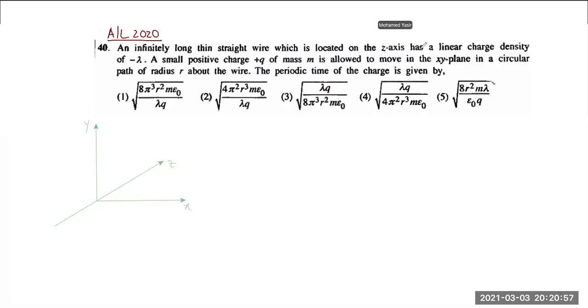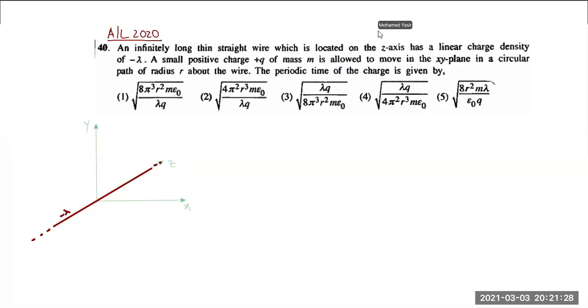And the thin straight wire is kept along the z-axis. I will draw the thin straight wire. It's infinitely long as well. So how do you mark an infinitely long wire? This is how you do it. You draw it and then you draw some broken lines to indicate that it continues along the z-axis. And it has a charge density of minus lambda.